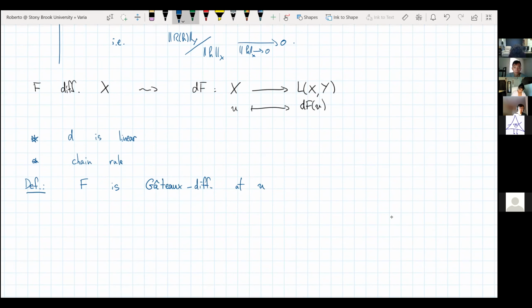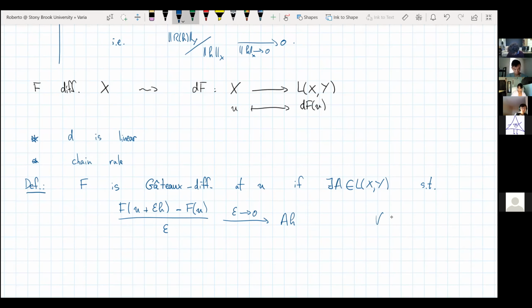at u if we have a linear operator A from X to Y such that this operator is the limit of the increment ratio. So (f(u + εh) − f(u))/ε, where ε is just a number now, goes to Ah for ε going to 0, for every h in X. So now the point is that the increment ratio can be computed in different directions, and you're asking that for every direction you get the same operator.